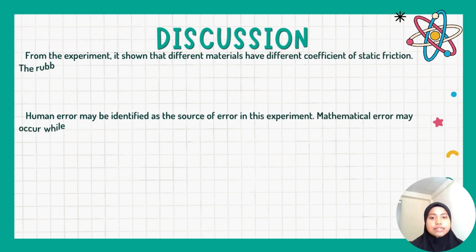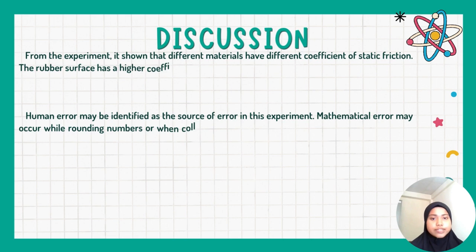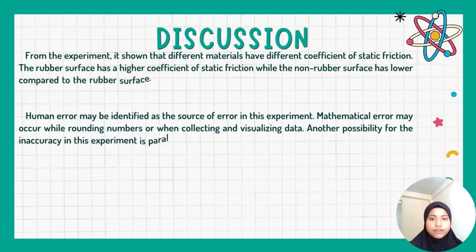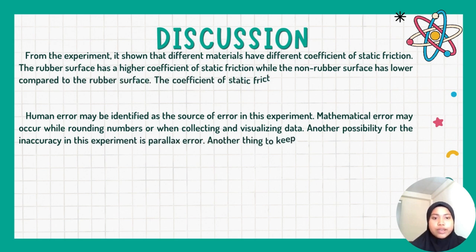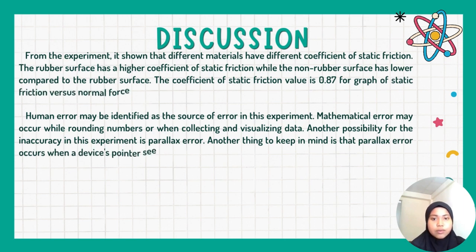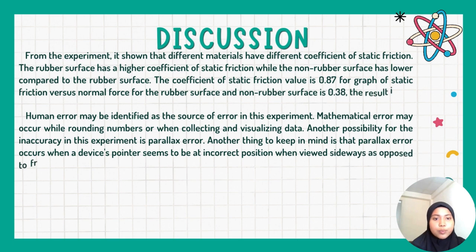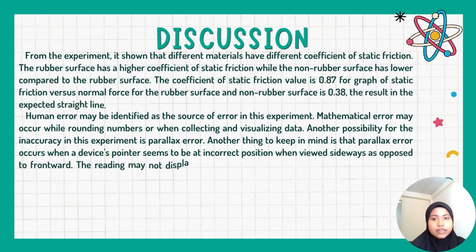The rubber surface has a higher coefficient of static friction, while the non-rubber surface has a lower one compared to the rubber surface. The coefficient of static friction value is 0.87 from the graph of static friction versus normal force for the rubber surface, and 0.38 for the non-rubber surface, resulting in the expected straight line.